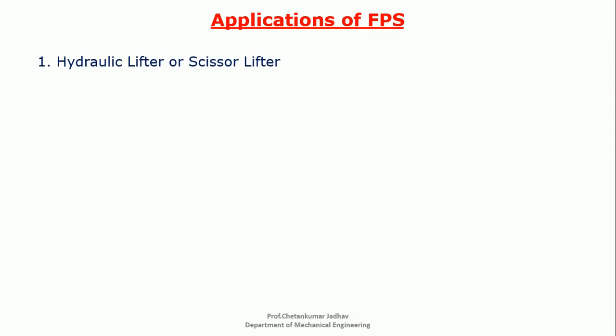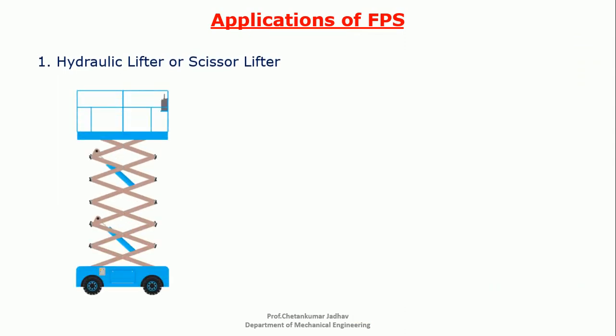First application is hydraulic lifter. Sometimes it is also called as scissor lifter. These hydraulic lifters are used for height work like construction of multi-floor buildings, shopping malls, where we want to do welding operation or painting, etc. at a height of 20 feet to 60 feet from the ground level.